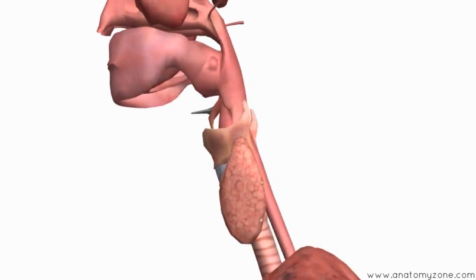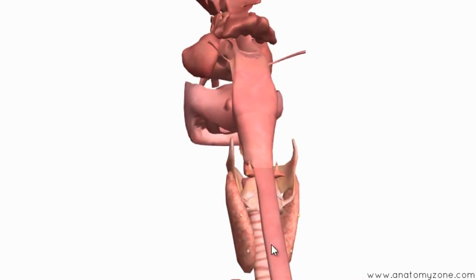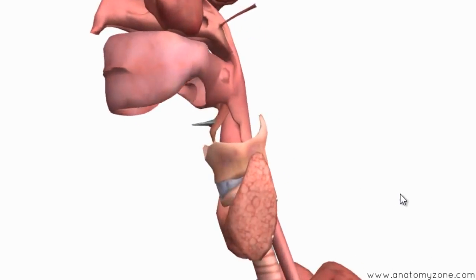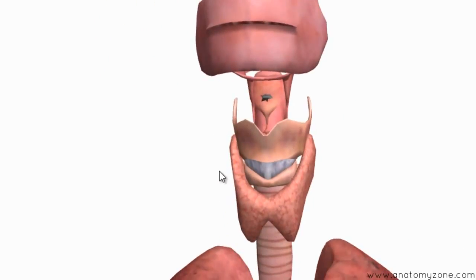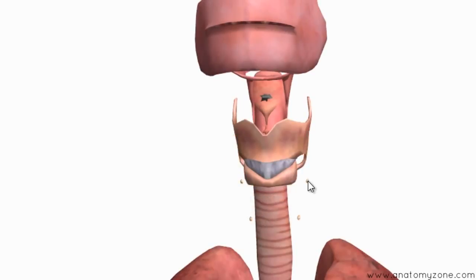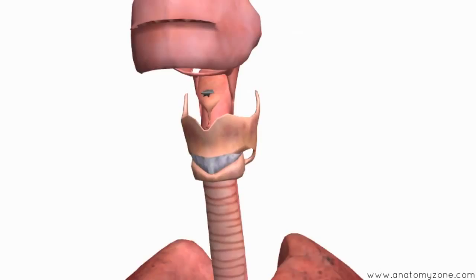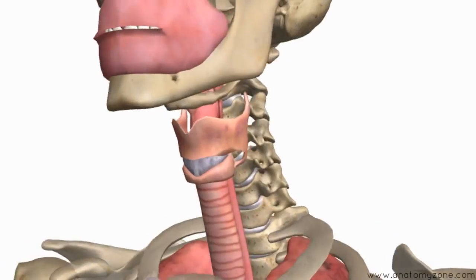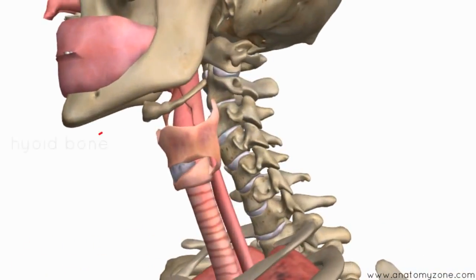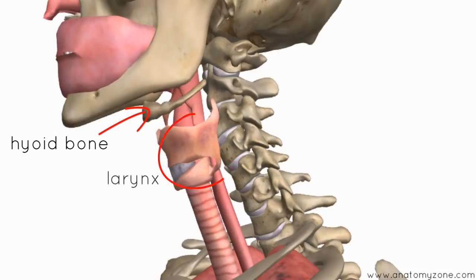So if I just rotate around, you can see the esophagus sitting posteriorly, and you can actually see the thyroid here. I'll just remove that and we'll take a look at the larynx. So the larynx is these set of structures here, and it's also known as the voice box. So it sits just behind and below the hyoid bone. So you can see the hyoid bone just here. So you can see this set of structures, which is the larynx.